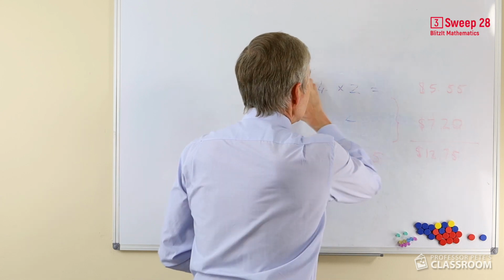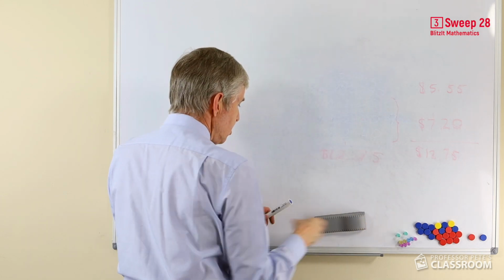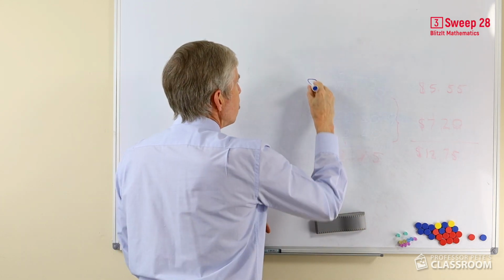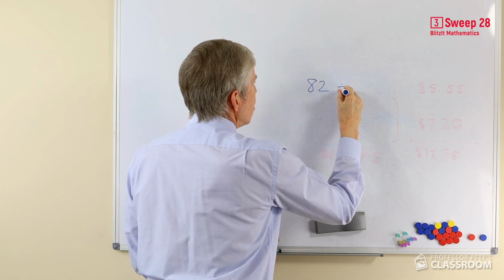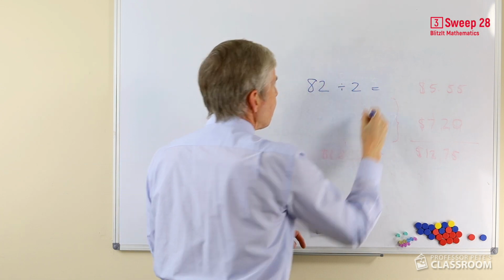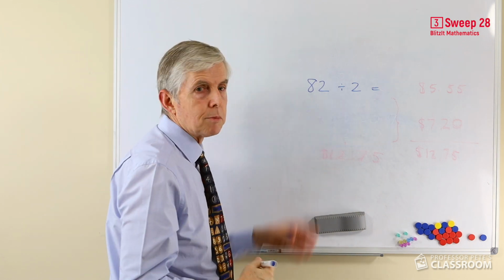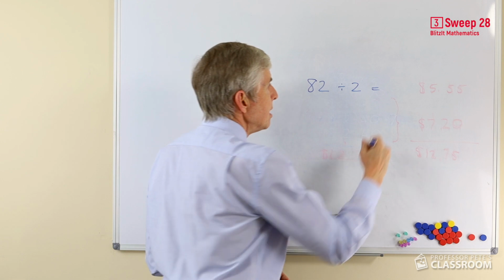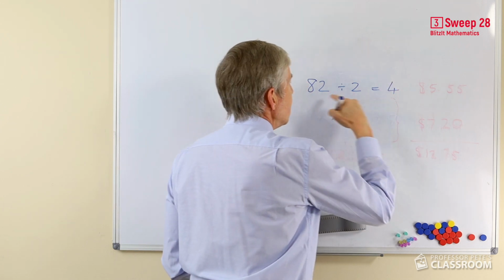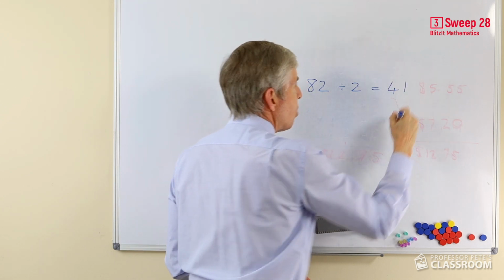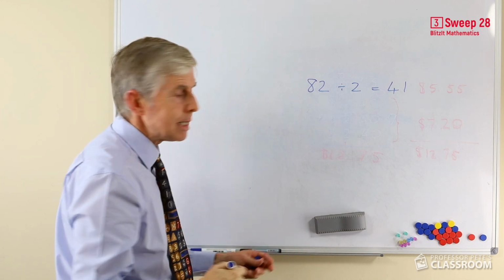Now let's look at halving a 2-digit number, and we'll start with 82. So we're dividing by 2, finding half of a number. Again, we'll start with ones without regrouping. We're starting from the left. What is a half of 8 tens? Of course, that's 4 tens. Half of 2 ones is 1. The answer is 41. Easy.